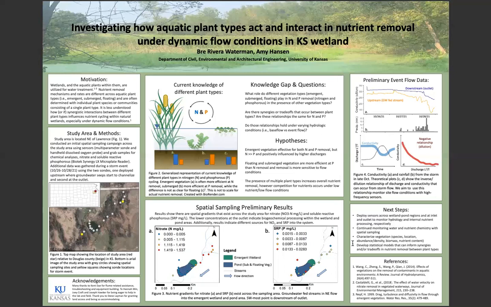With this data, we will develop statistical models that can inform any synergies or trade-offs in plant type nutrient removal under different conditions. The results of this research will aid in assessing ecosystem services of natural wetlands by revealing nutrient-vegetation-flow relationships that contribute to water quality improvements.